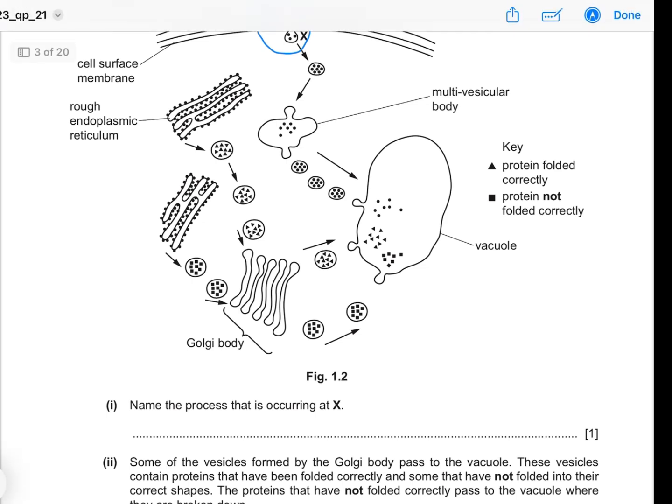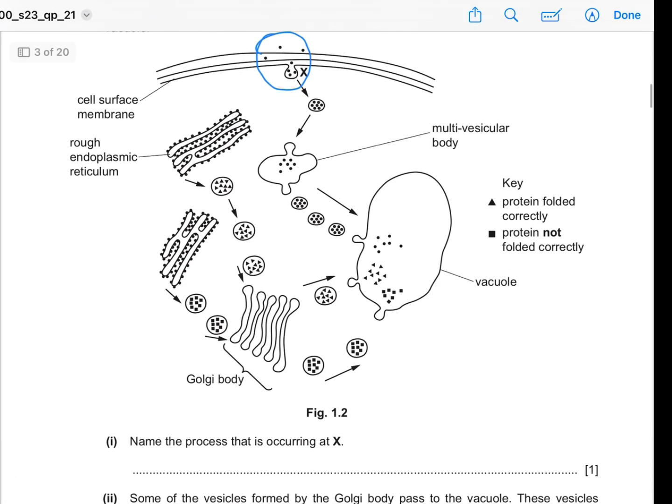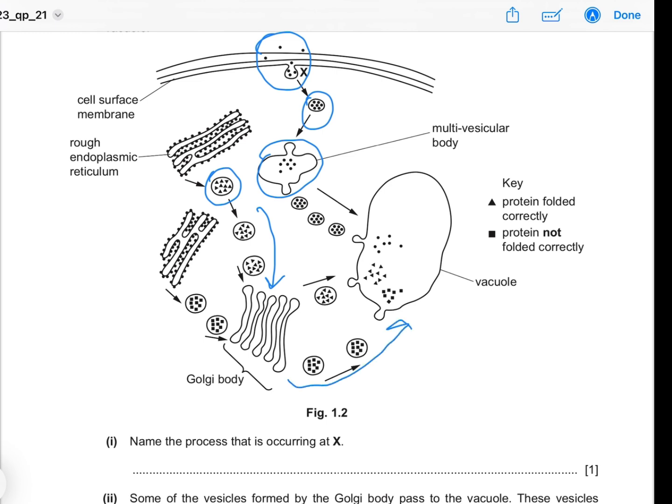At X, you have movement of substance into the cell, and then you see this vesicle fusing with a larger body. You also see a vesicle budding off of the rough endoplasmic reticulum, moving towards the Golgi body, and then vesicles moving from the Golgi body towards the plant cell vacuole. Here you can see that you have keys for protein folded correctly and not folded correctly, represented by a triangle and a square respectively. Part 1 asks you to name the process that's occurring at X.